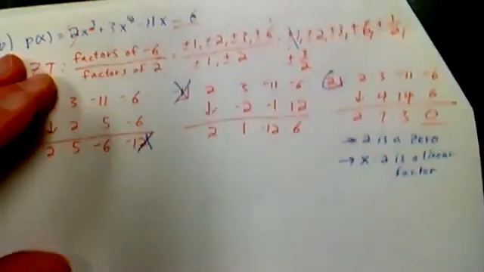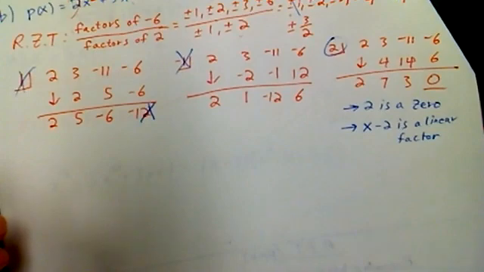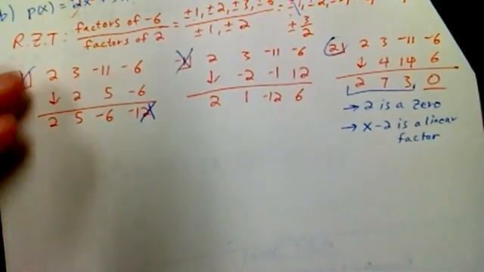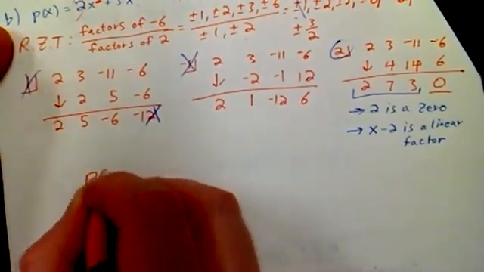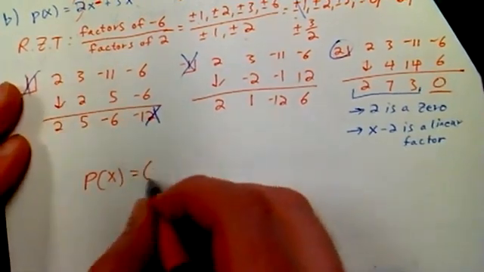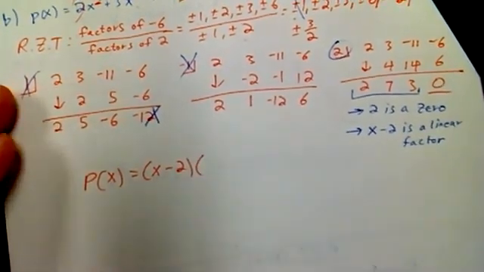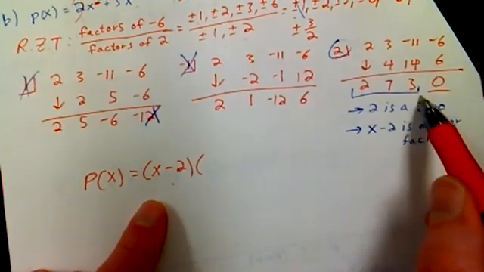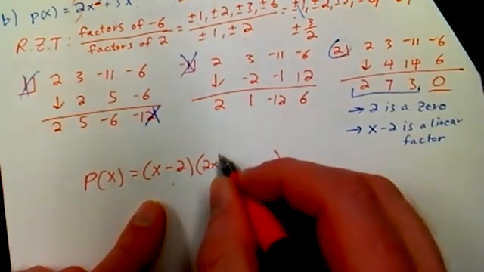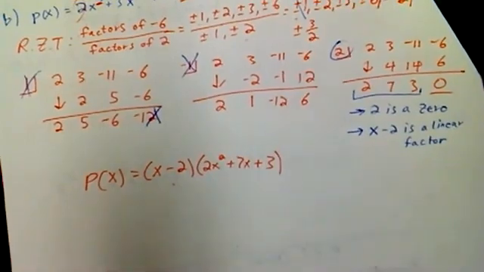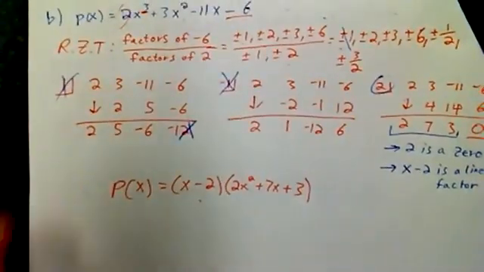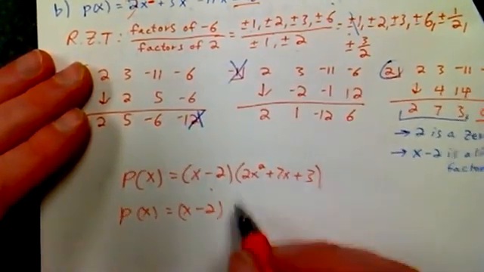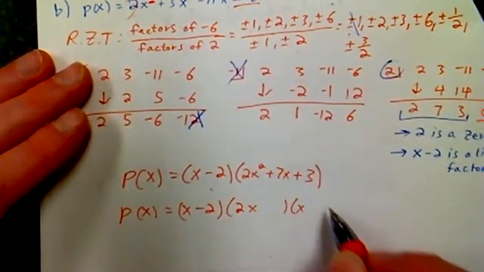So now let's put this all together, keeping in mind, remember, this is my leftovers. So I know that P of x is equal to, I know I can pull out an x minus 2 since it's a factor. And if I divide P of x, what I started with, by x minus 2, here's the leftovers. So that's going to be 2x squared plus 7x plus 3. I want to try to fully factor this. So let's see. P of x equals x minus 2, 2x, x.